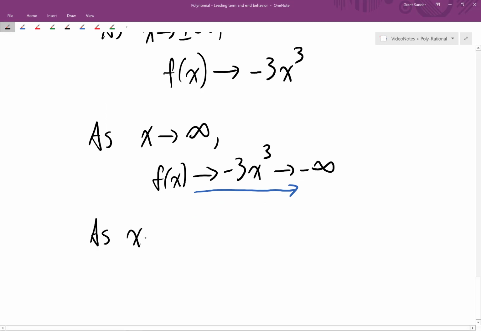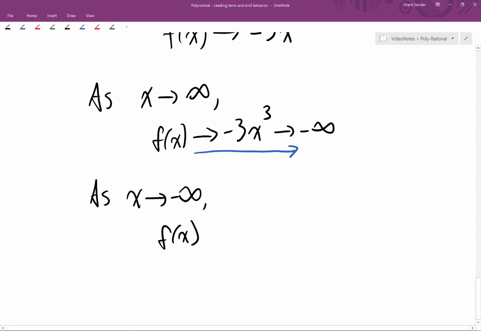Similarly, as x decreases without bound, f of x again is going to begin to look like negative 3x cubed, and negative 3x cubed is going to increase without bound. Because we're looking at really large negative numbers, we cube those, we get a really large negative number. We multiply by negative 3, we get a really large positive number. So as x decreases without bound, f of x increases without bound.